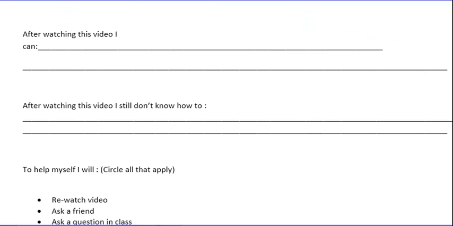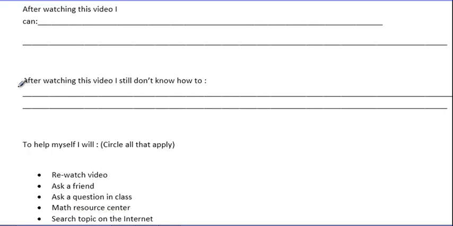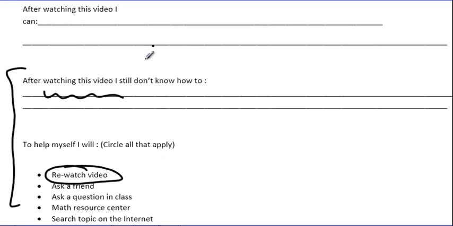Don't forget that you need to answer the following questions or you're not getting credit for your homework assignment. After watching this video, list what you can do. And if there's something you still don't know how to do, put it here. Then you have to circle something down here. Remember, these two go together. If there's something here, something should be circled here. Okay, see you tomorrow in class.